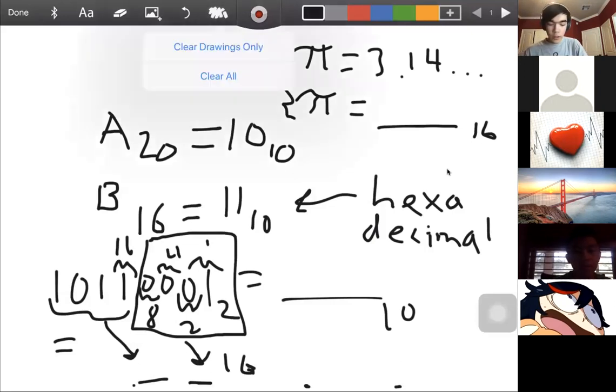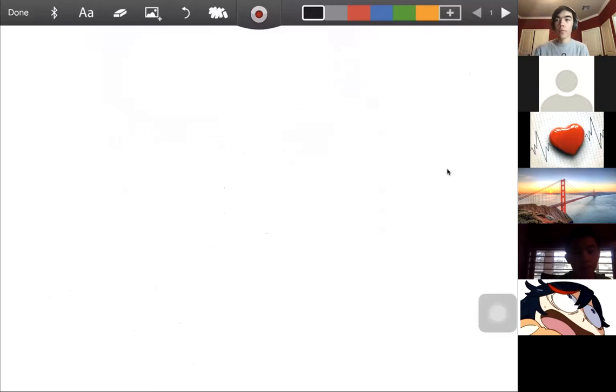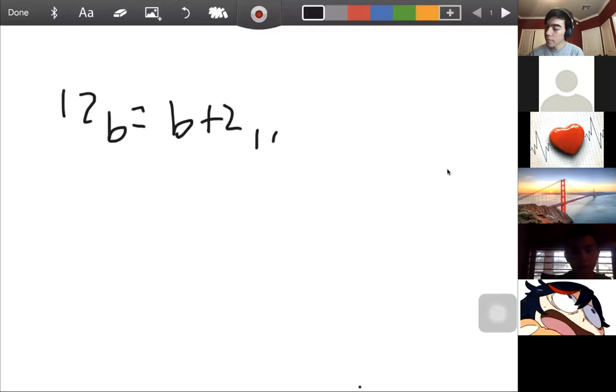You should probably also go over decimal places in bases. So before, if I showed you 12 base b, this would be b plus 2 in base 10. But what happens if I give you 12.3 in base b? What does 0.3 mean? Can you guys guess? Put your guesses in the chat.